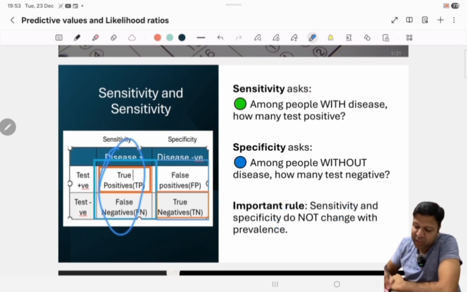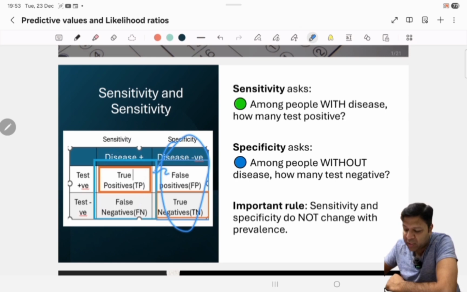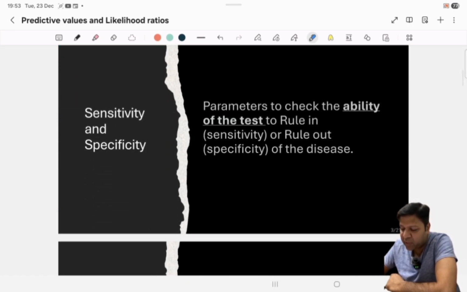And we look down the disease positive column to calculate sensitivity, and we look down the disease negative column to calculate specificity. You can go back to my sensitivity and specificity video for the details and some examples, but we will move to predictive values.